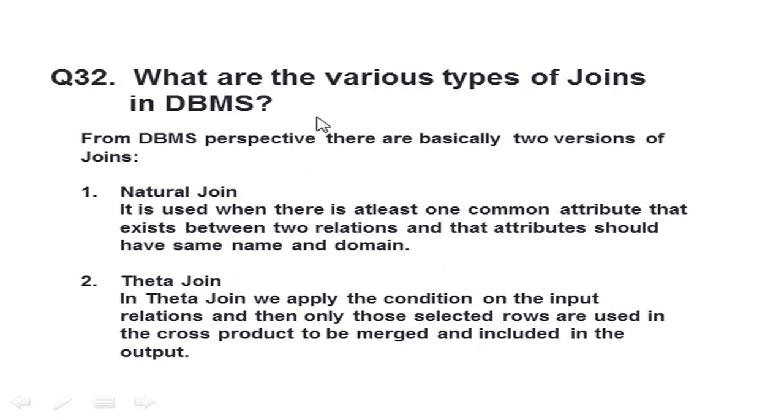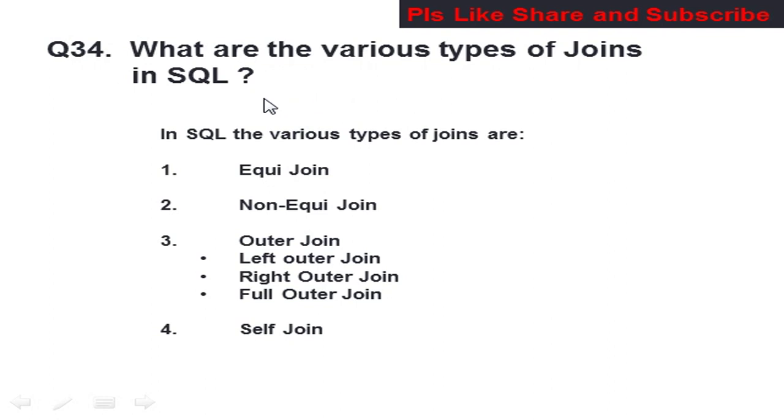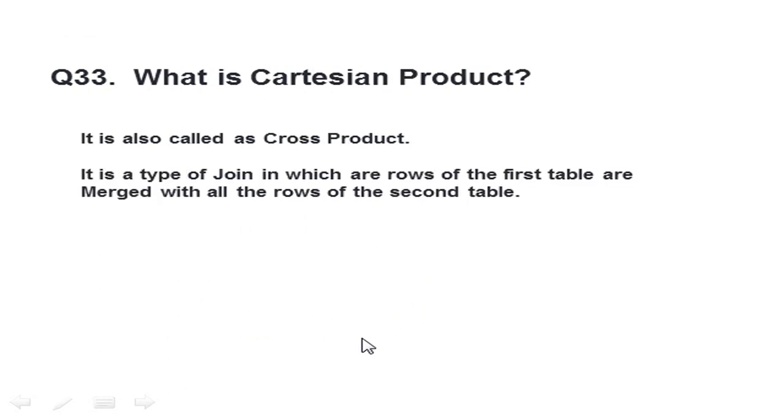Natural join and theta join are the definitions you have seen, and these are from the DBMS perspective. Whereas for types of joins in SQL, you have various other types of joins: equi-join, non-equi-join, and outer join. In outer join, again, you have three types: left outer join, right outer join, and full outer join. And also you have self join.